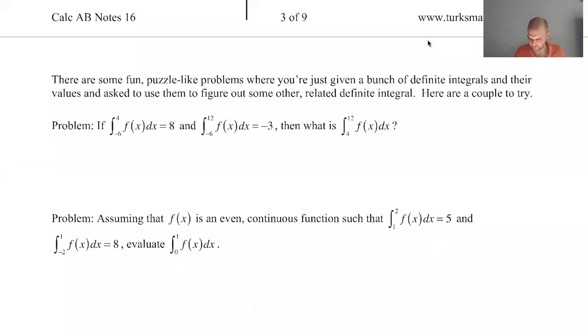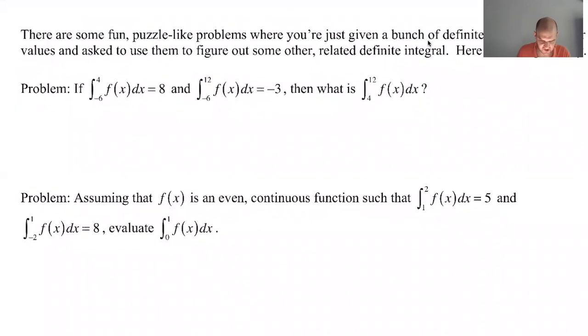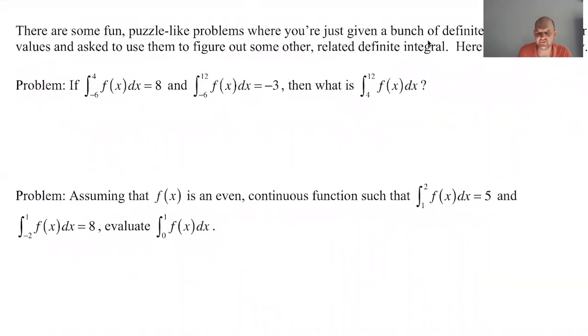All right, we're back. We are on page 4 of note 16 of Calc AB. We are using the fundamental theorem to do things. And this is actually a similar type to a problem that we've already done before, where we're given a couple of things and then asked for something else. So I do these by drawing bars that represent things.